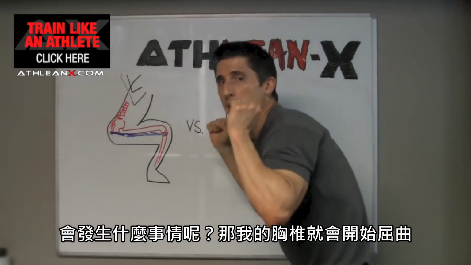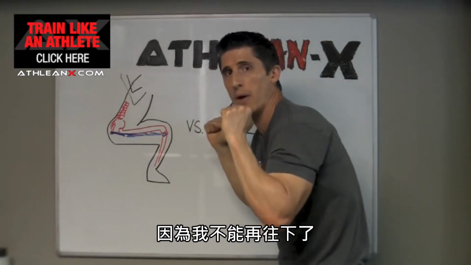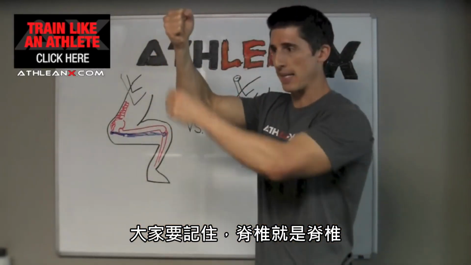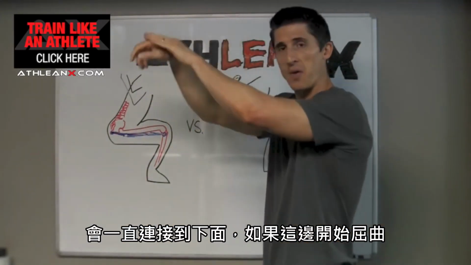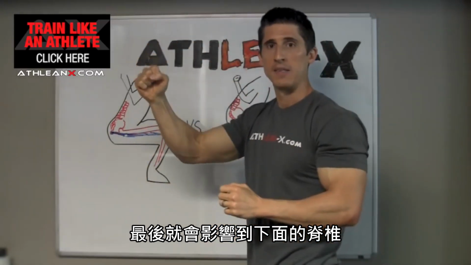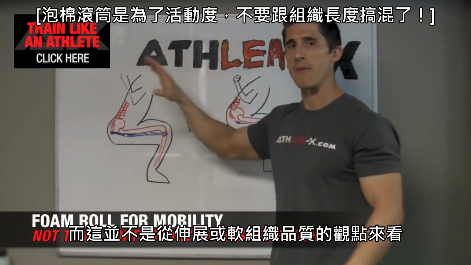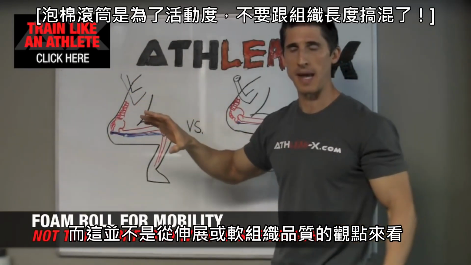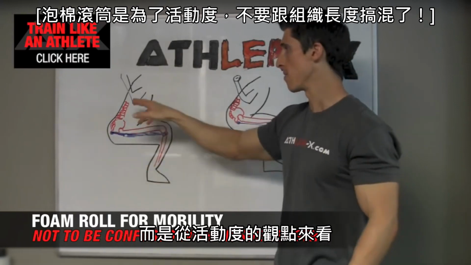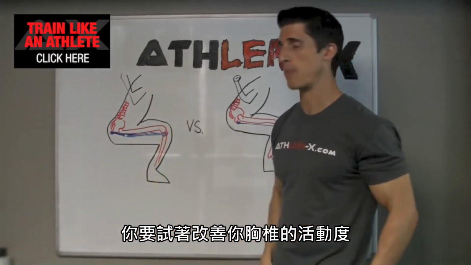Well, as soon as I start to break into flexion in my thoracic spine here, because I can't get any lower, remember guys, the spine is connected all the way down. So if it starts to go into flexion here, it's going to eventually pull the entire spine down with it. So either way, here you want to do some foam rolling or some type of, not from a stretching standpoint or a tissue quality standpoint, from a mobility standpoint. You're trying to do a self-mobilization of your thoracic spine.